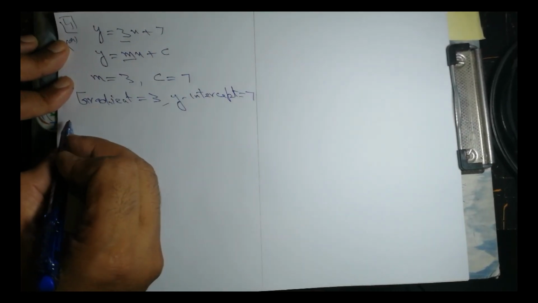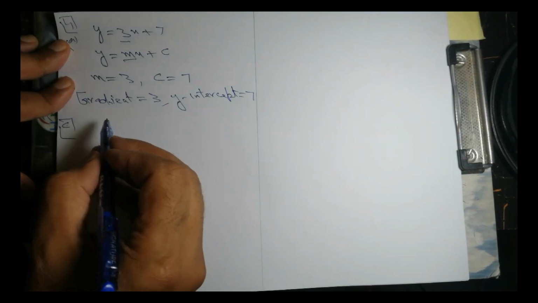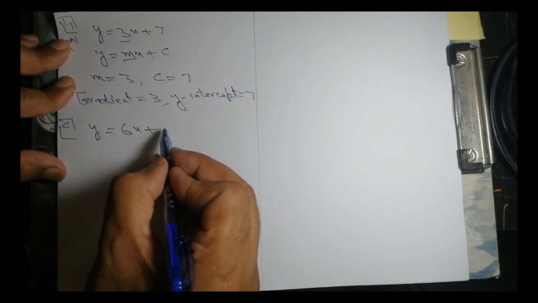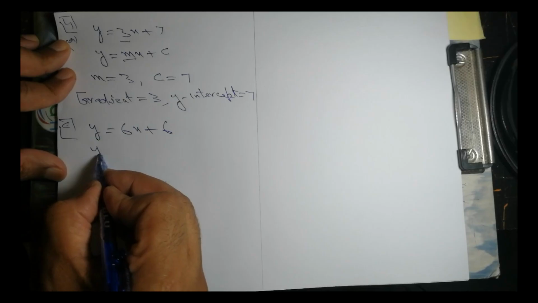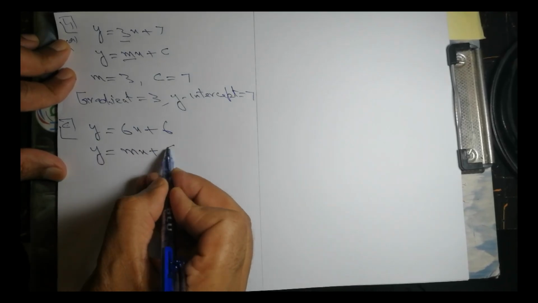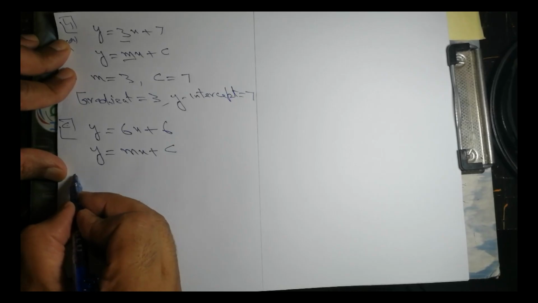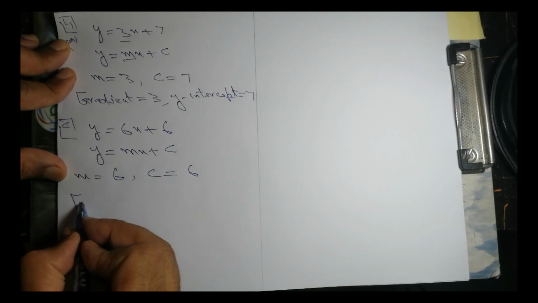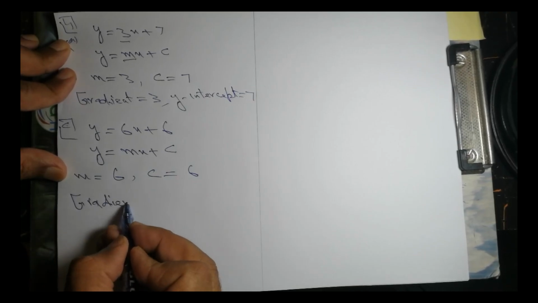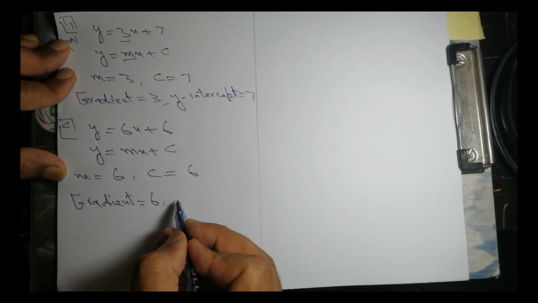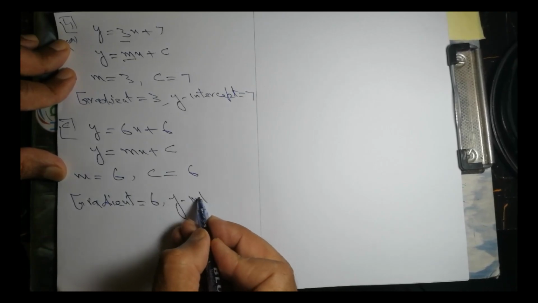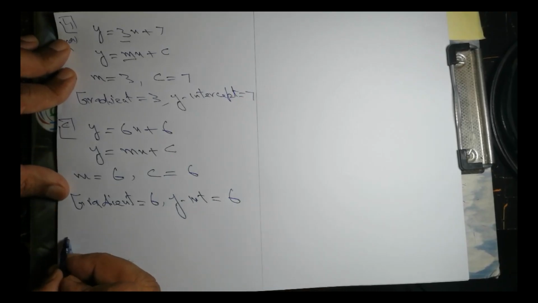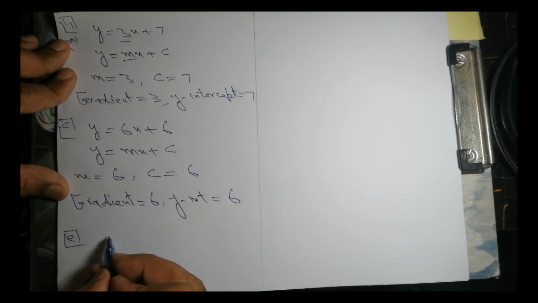So this is the answer. Part C of the question, y equal to 6x plus 6. Comparing with the standard straight line equation mx plus c, here m equal to 6 and c equal to 6. m is called the gradient, so gradient equal to 6, and y-intercept equal to 6. This is the answer.